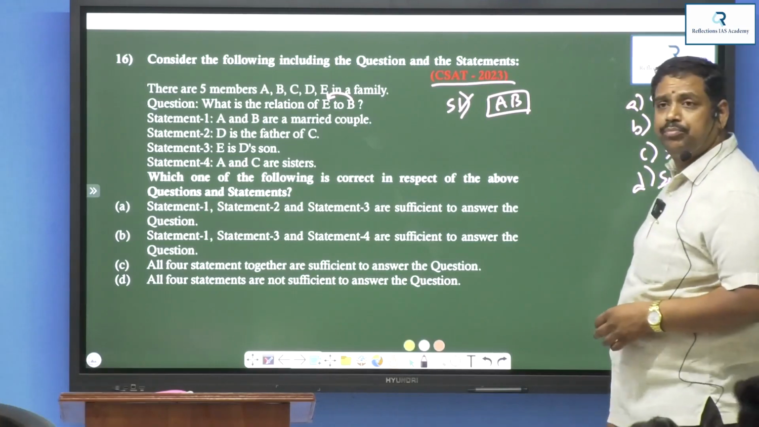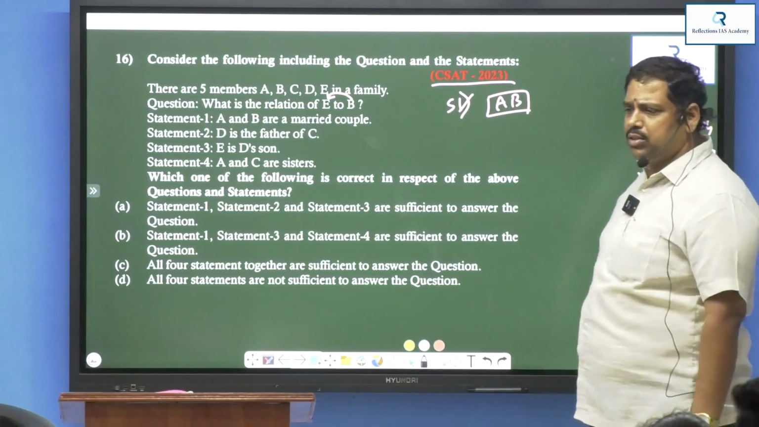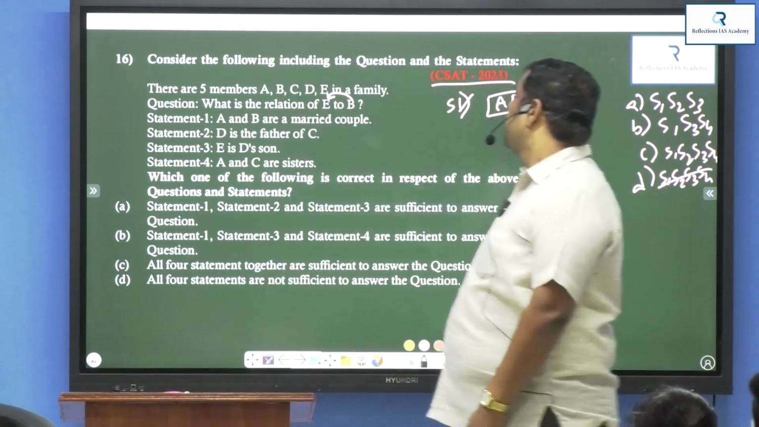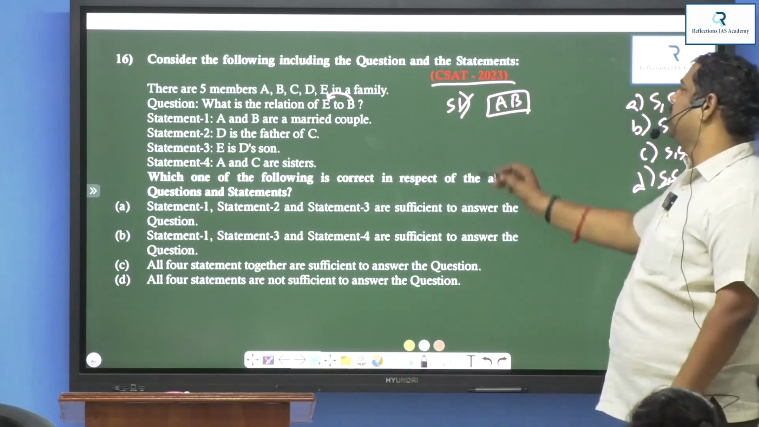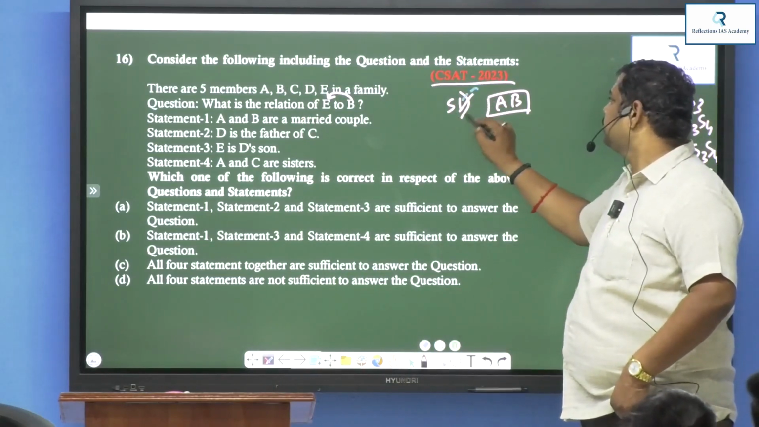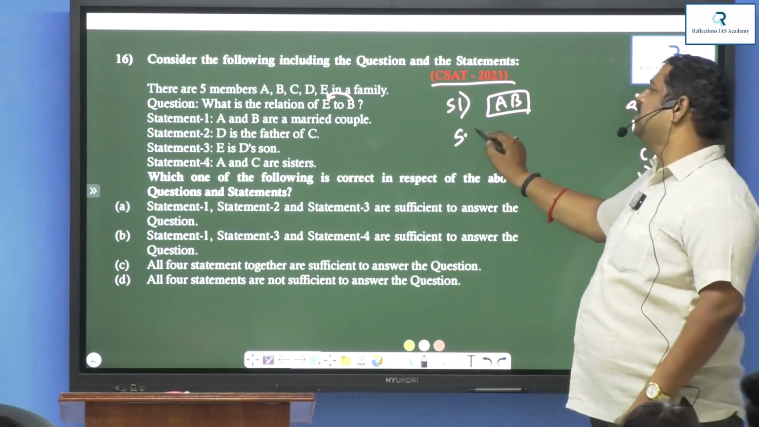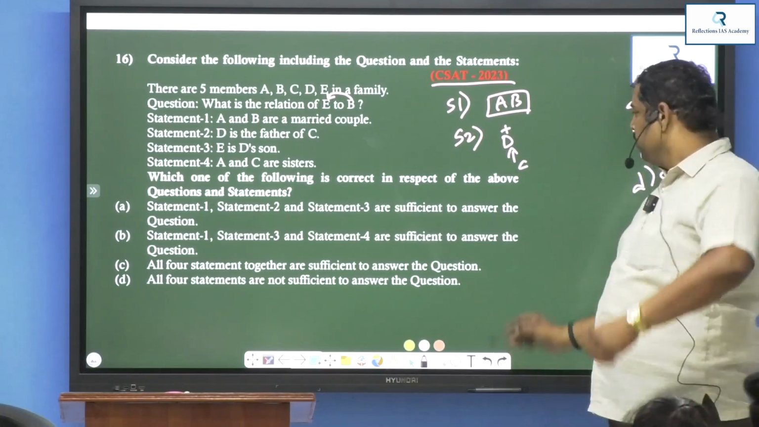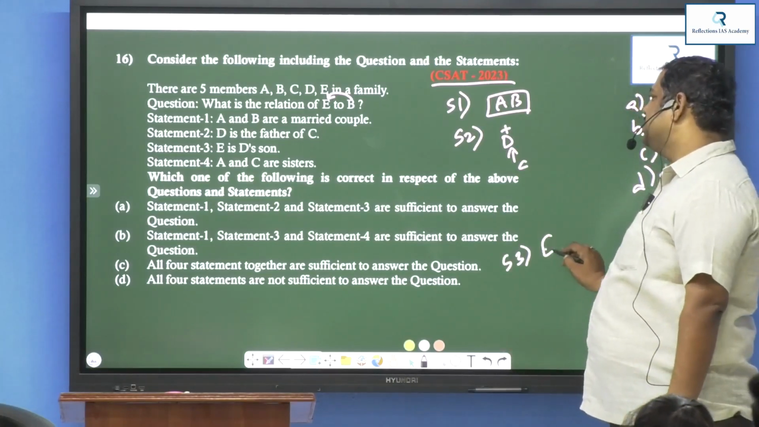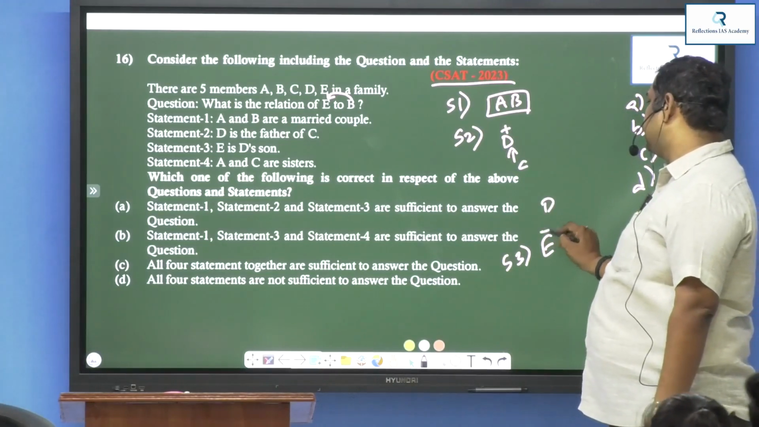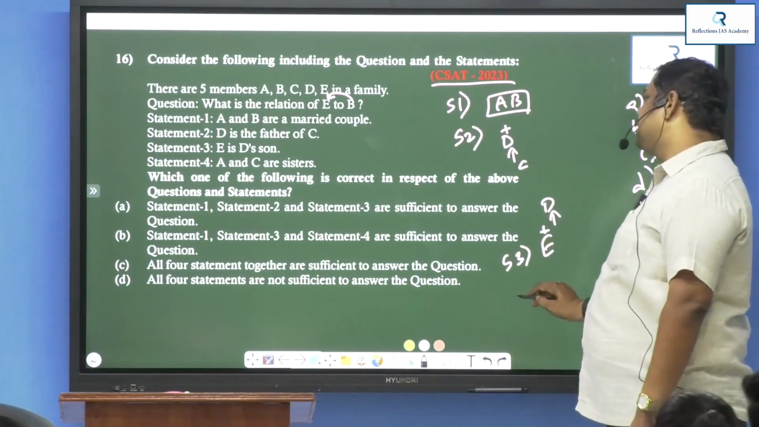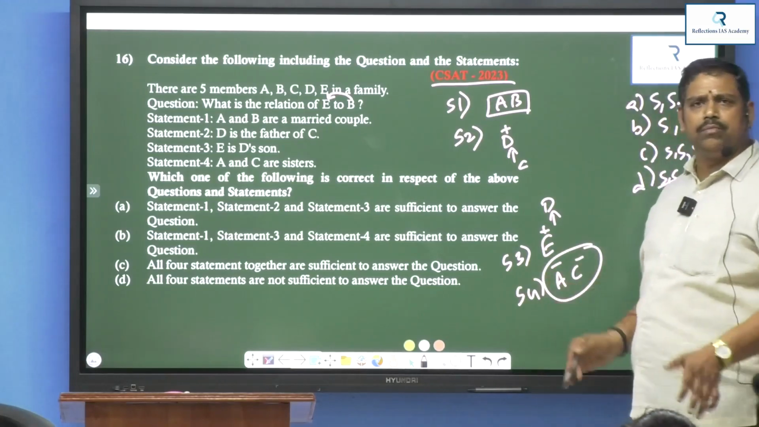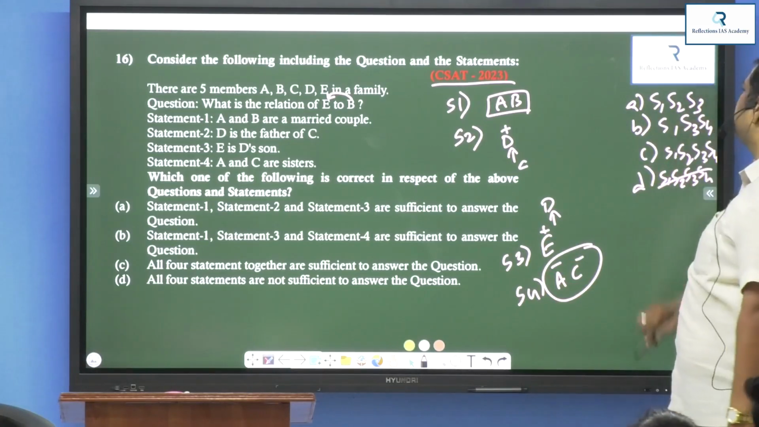Okay, good. Shall we try now? So, no need to go with individual ones. Alright. Next, A and D are married couple. S2 says that D is father of C. Right or wrong? S3 says that E is D's son. S4 says that A and C are sisters. Sisters means sisters to each other. So first option I am trying S1, S2, S3.